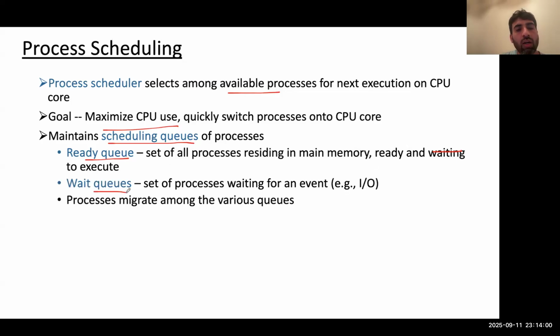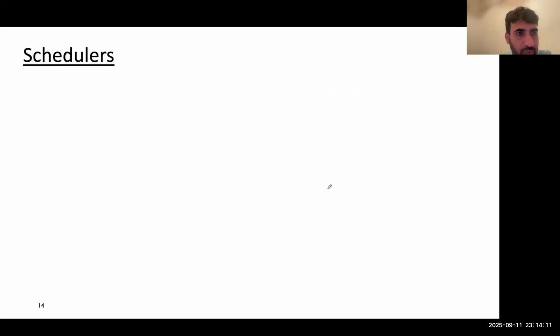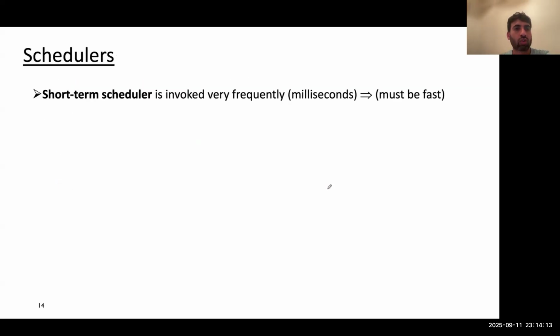Wait queues. It is set up for processes which are waiting for an event. So they are not waiting for their turn to get the CPU. They are actually waiting for an event to complete, for example, an IO operation. So schedulers, there are two kinds of schedulers.